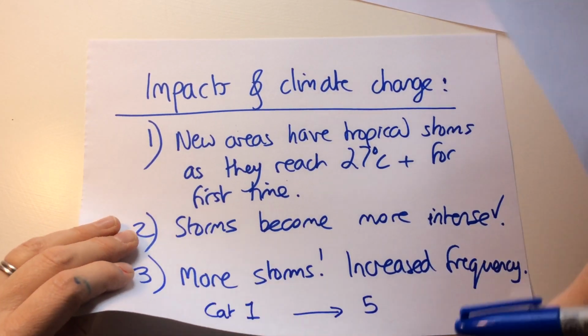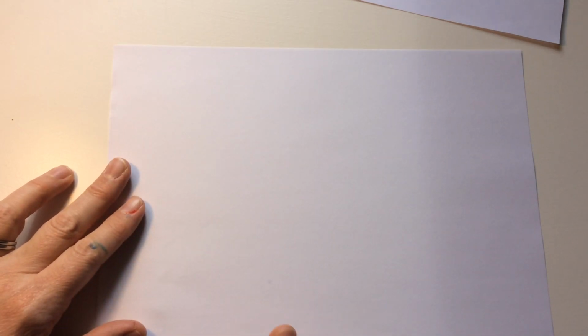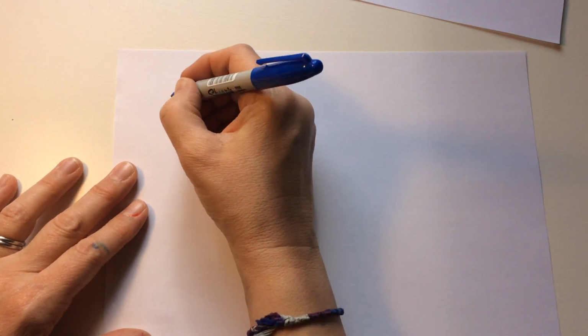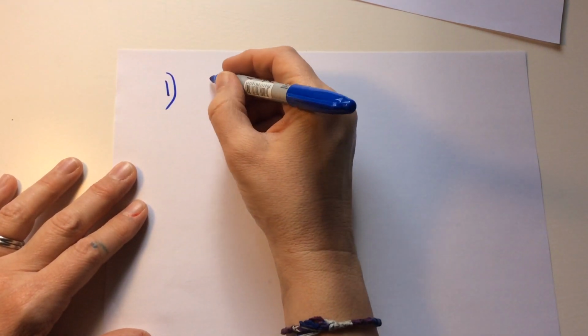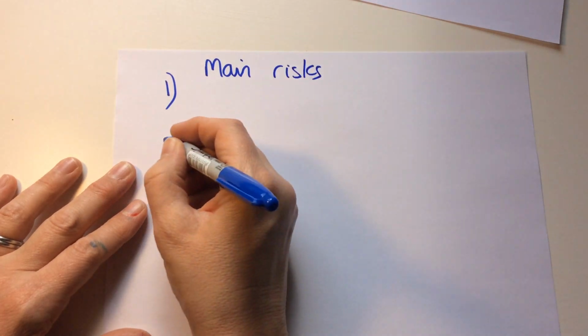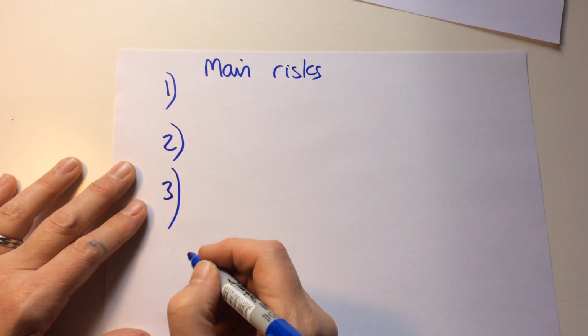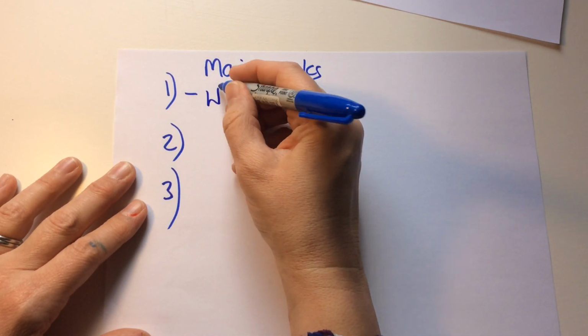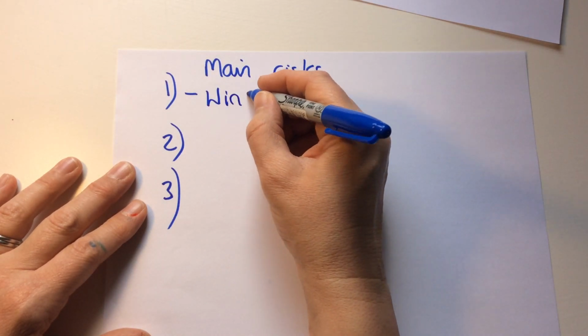Right, that's the impacts of climate change. Now we're going to come on to effects in the next video, but I'm just keen to share a few key points. Now, number one, if we put here the main risks, there are 3 main risks from any tropical storm. The first one, have a think, begins with W, is wind.